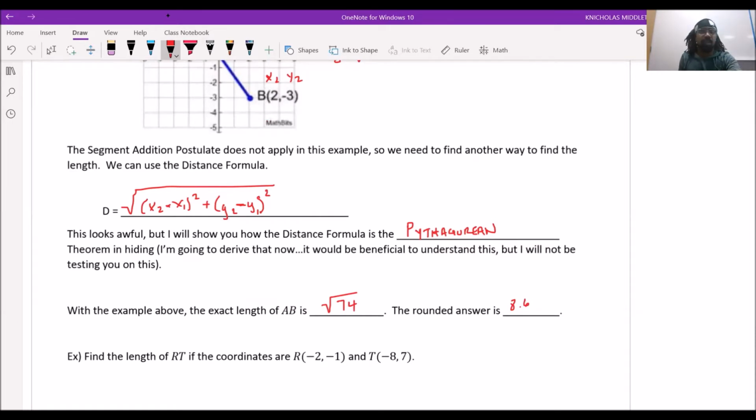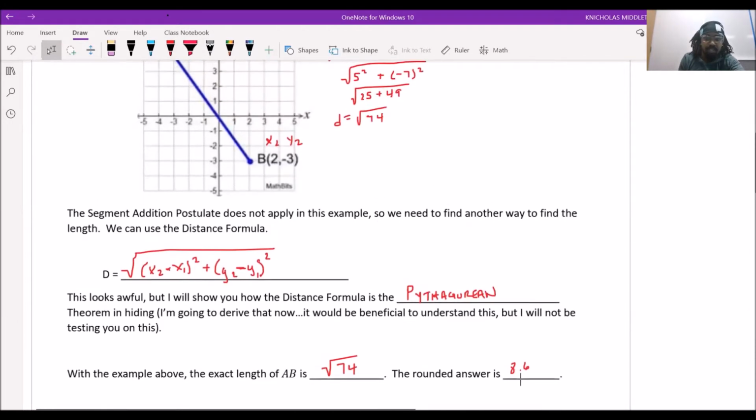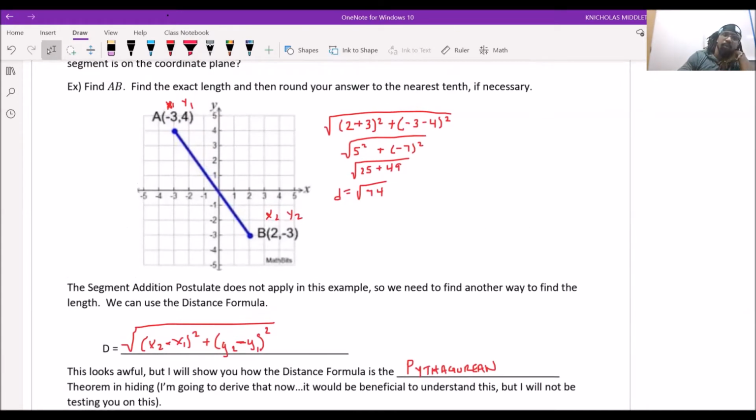Now here's what I want to show you, because I said this is really just the Pythagorean theorem. When we're on a coordinate plane, it's pretty simple to see that the distance formula is the Pythagorean theorem. When we look at our triangle, by taking the difference between the x's, -3 minus 2 or 2 minus -3, we're seeing how far left and right these are from each other. And when we do -3 minus 2 or 2 minus -3, we find that this distance is 5.